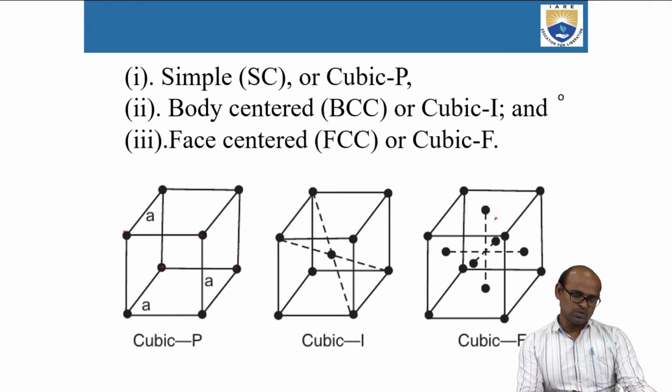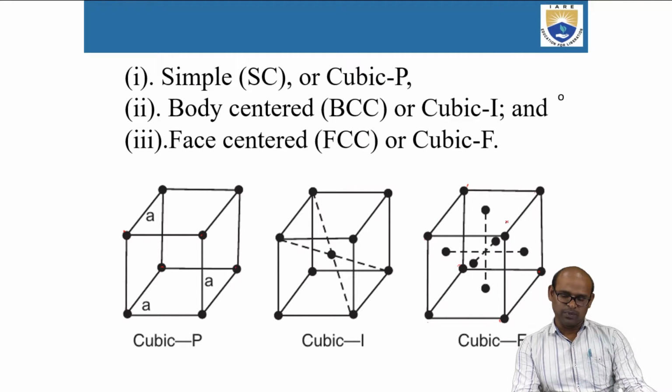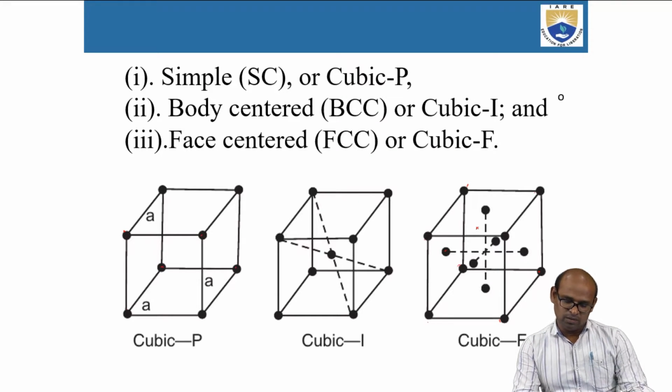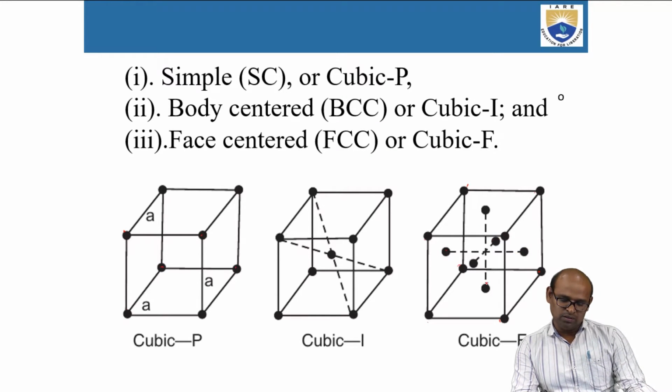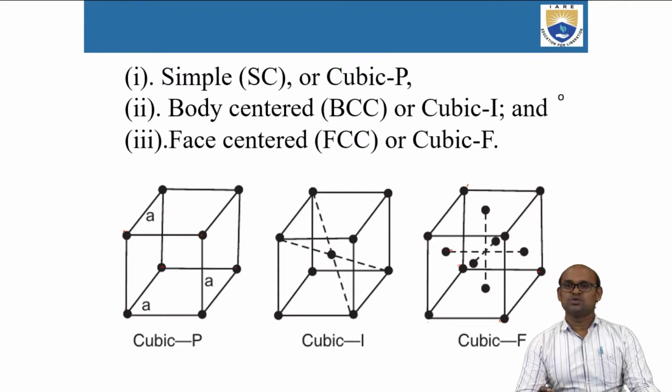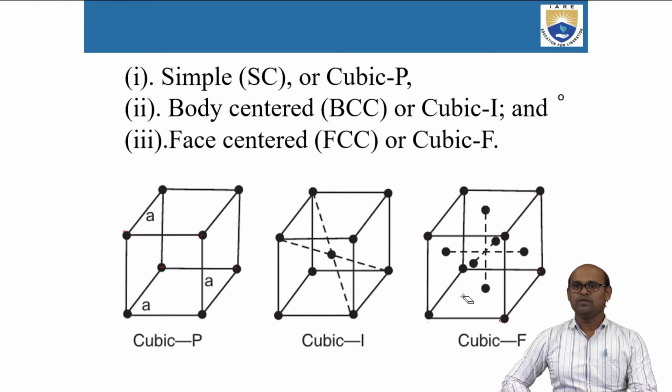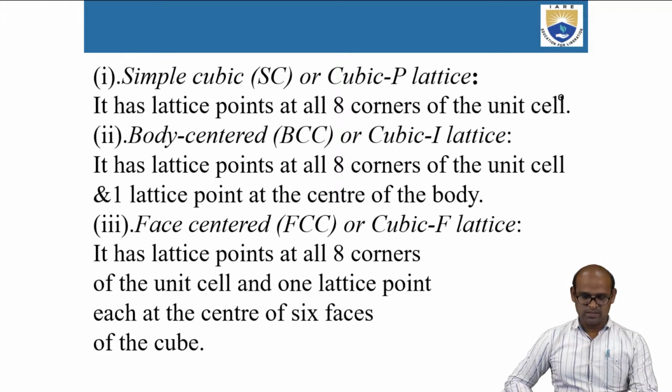So comparing to this, you have 8 corners, 1, 2, 3, 4, 5, 6, 7, 8. And apart from these 8 corner points, you have 1 lattice point at the center of one face. Similarly, you have one more here, here, here, and here. So there are 6, 1, 2, 3, 4, 5, 6 lattice points at the center of each face of the cube, right? So these are the 3 possible arrangements of a cubic crystal system: simple cubic, body centered cubic, and face centered cubic. Okay, so this is what we have discussed.